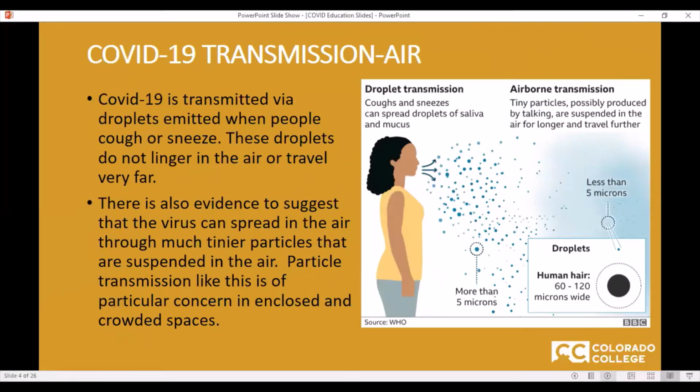COVID is transmitted via droplets emitted when people cough or sneeze. These droplets do not linger in the air or travel very far. That's why strategies like wearing masks and social distance are key prevention strategies. There is also evidence to suggest that the virus can spread in the air through much tinier particles that are suspended in the air. Particle transmission like this is of particular concern in enclosed and crowded spaces.